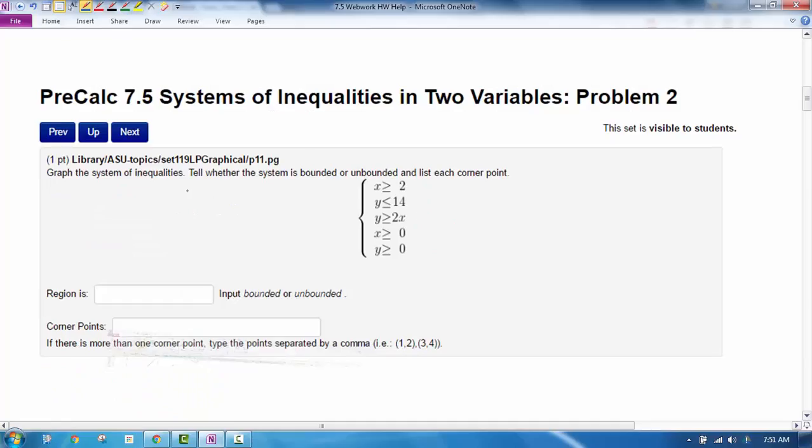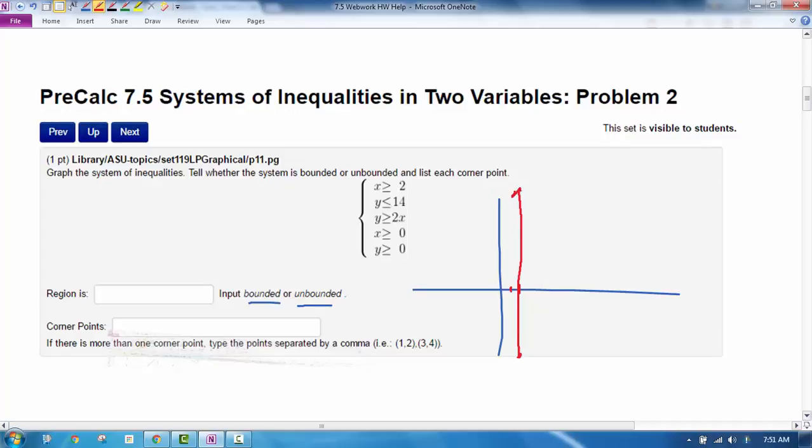Okay, the next question gives us another system of inequalities here, and it asks if the region is bounded or unbounded, and then it wants the corner points. So let's draw a rough sketch of this real quick. X is greater than or equal to 2. X equals 2 is this vertical line here, and we want all the points that are greater than that, so we're going to shade to the right of it.